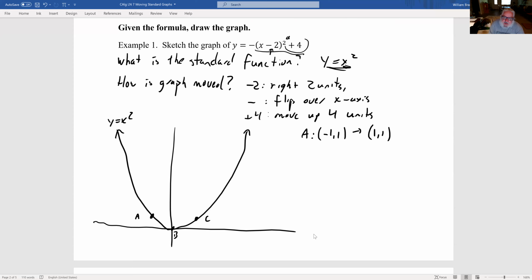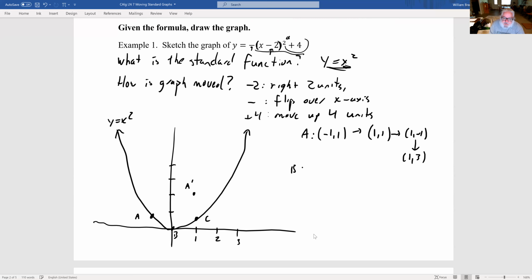Minus sign, that's flipping over the x-axis. It's outside of the function. It's outside of these parentheses. So that means that that's going to affect the y coordinate. So 1, -1. And then finally, we move it up 4 units. And then it'll take me to 1, 3. So this is 1, 2, 3, 1, 2, 3, 4. So our new A prime is here at 1, 3.